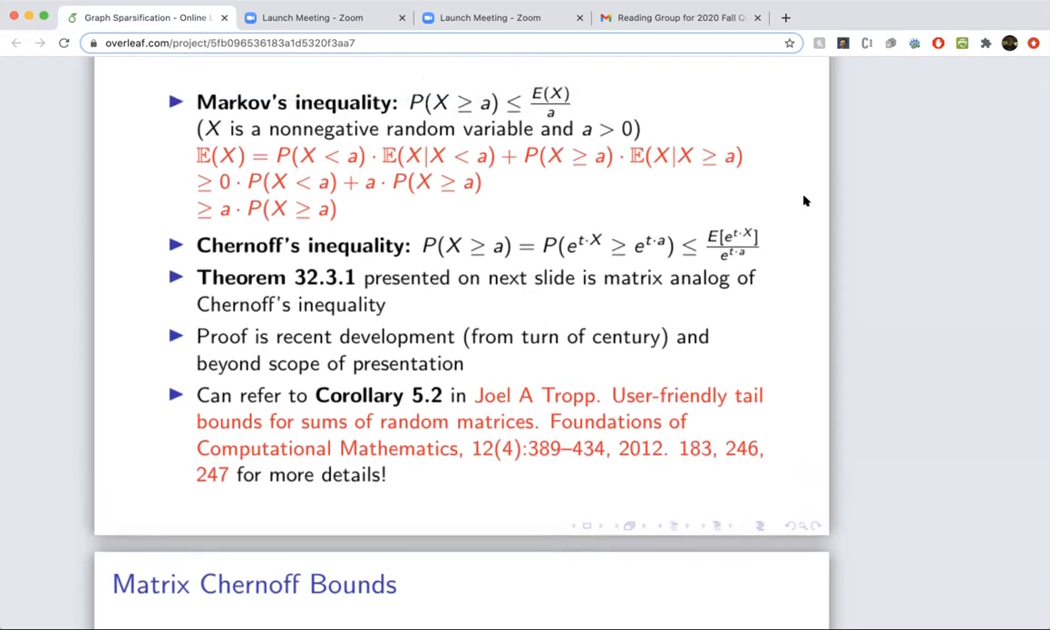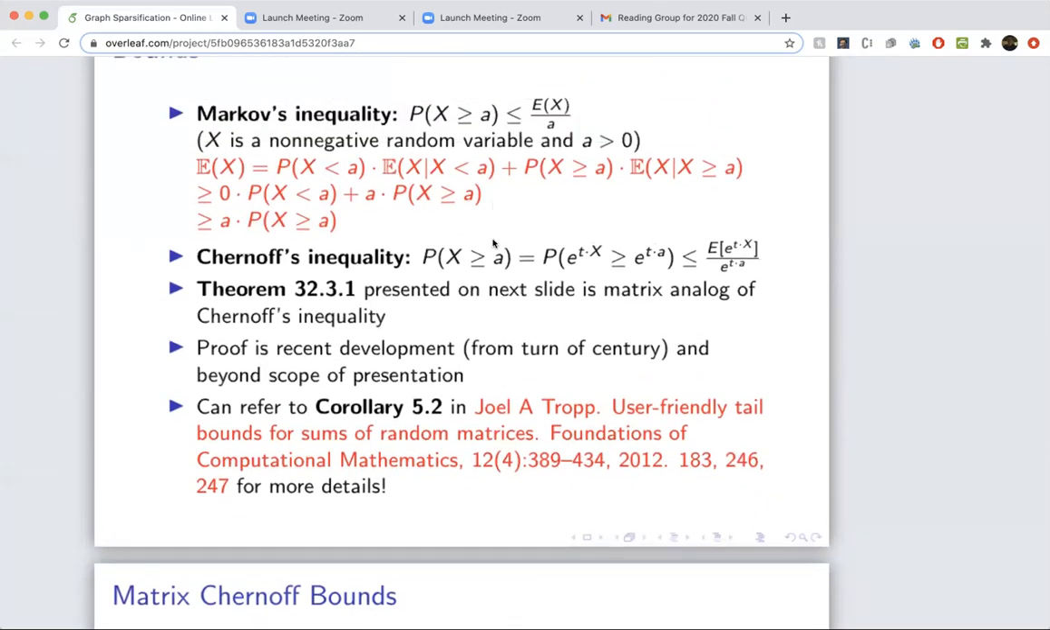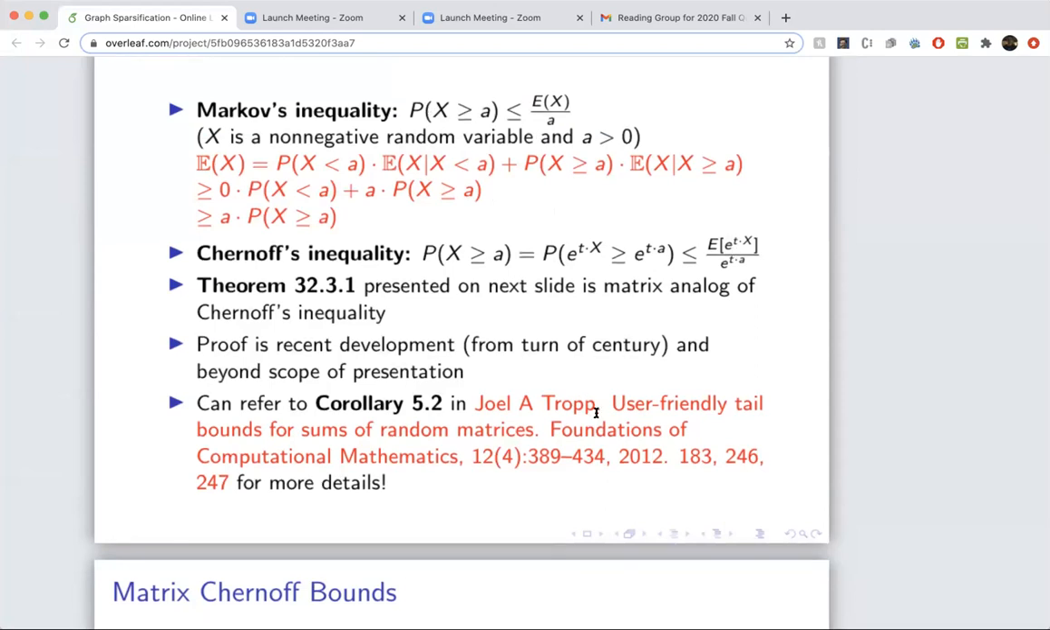And Chernoff's inequality is just a simple extension of Markov's inequality, in which we just exponentiate the random variables on both sides of the inequality. So you'll notice that we're just creating a new random variable, which is the exponentiated form of how it's found in Markov's inequality.